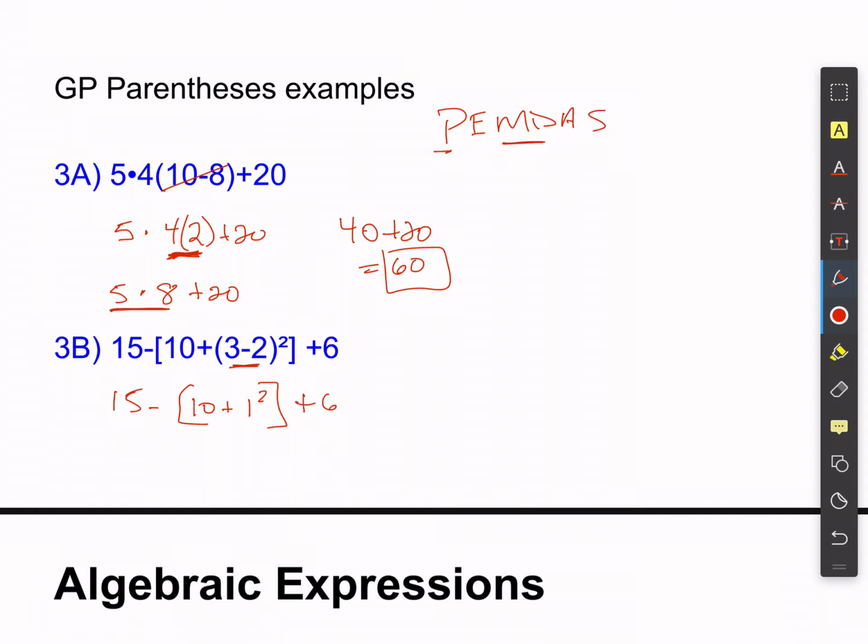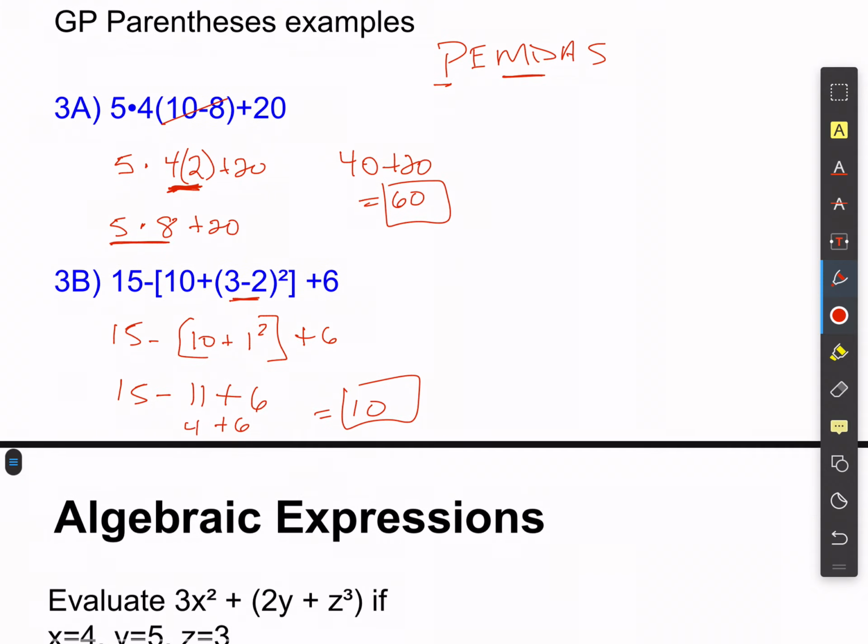So now I'm going to bring everything down again and solve again. 1 squared is just 1. So I have 15 minus 10 plus 1, which is 11, plus 6. Then I just add and subtract because there's nothing else left to do. So 15 minus 11 is 4. 4 plus 6 is equal to 10.